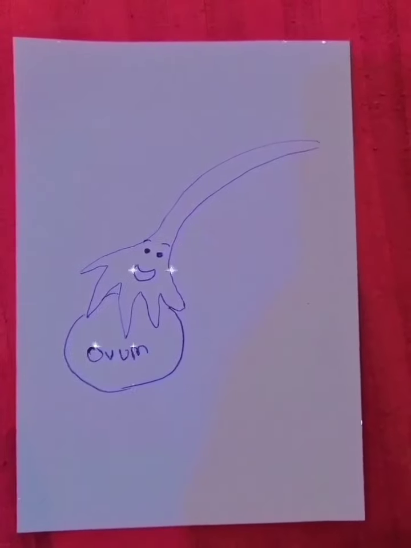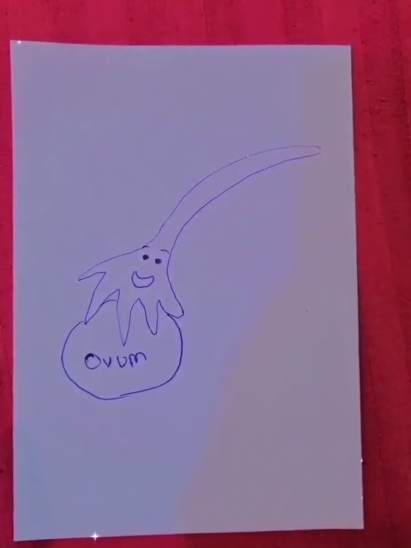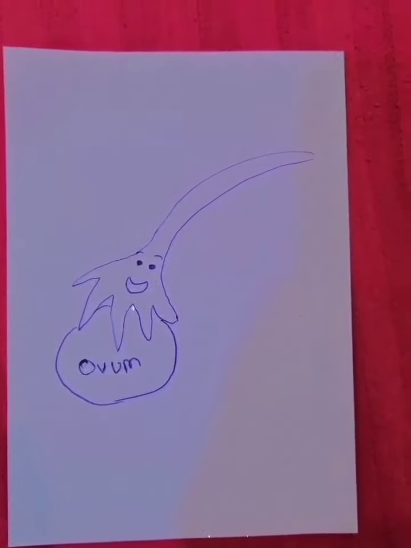After ovulation, the egg is floating around until it's picked up by the finger-like fimbriae and transported into the tube. The egg then starts its journey towards the uterus.